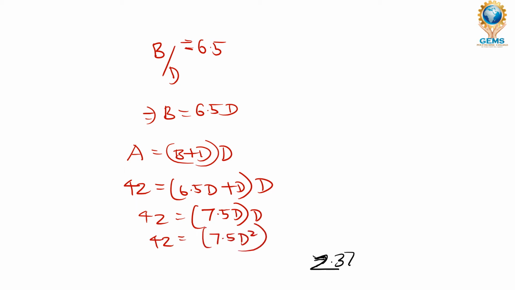This is our thing. So you are going to bring this down, which is 42 divided by 7.5, equal to D squared, and our D value will be like this. You find the value, and I'm going to enter it in this slide.